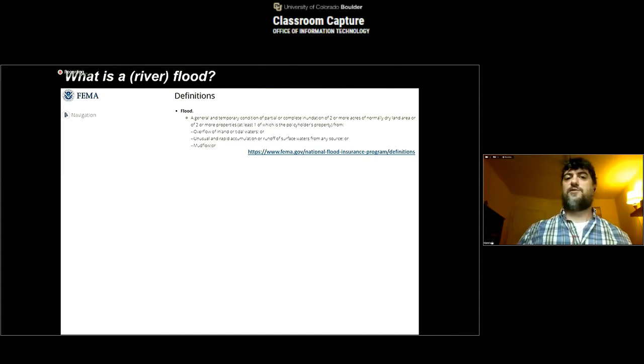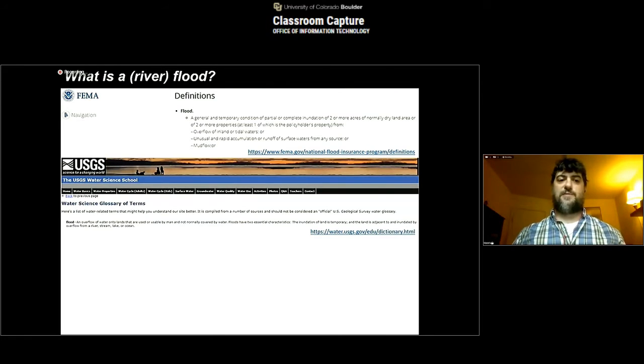What we do care is if I've built a building on a floodplain, or if I've got agriculture on that floodplain, when that is going to be inundated. So I pulled up a couple definitions. These are very operational definitions. For instance, the FEMA definition is a general and temporary condition of partial or complete inundation of 2 or more acres of normally dry land and 2 or more properties. So this is very much wanting to know from an impact standpoint what a flood is.